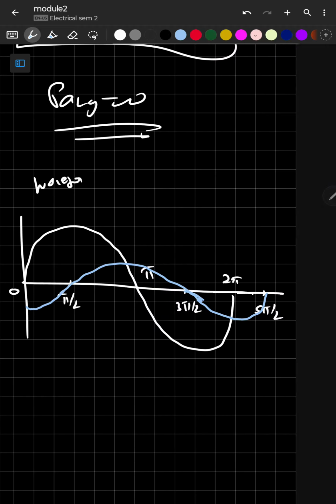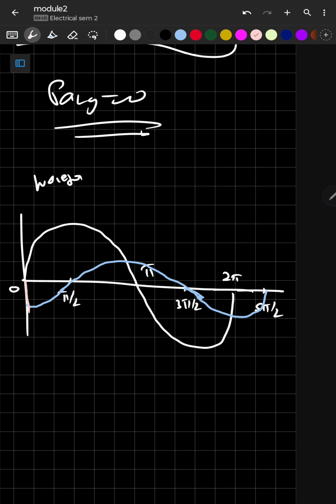Now the power equation, you have to draw in parts. From here to here, positive, negative. So what is going to be the power? Like this. Next, both are positive. Like this.